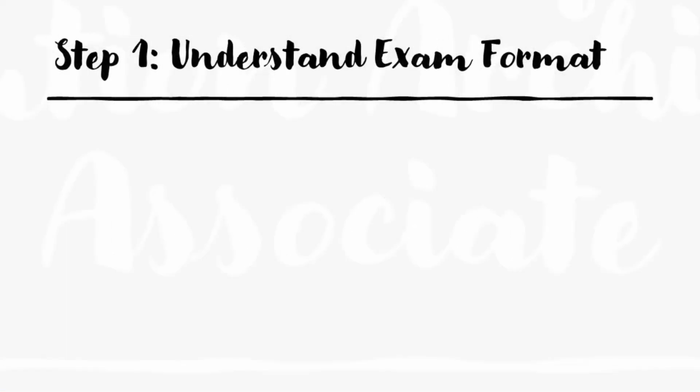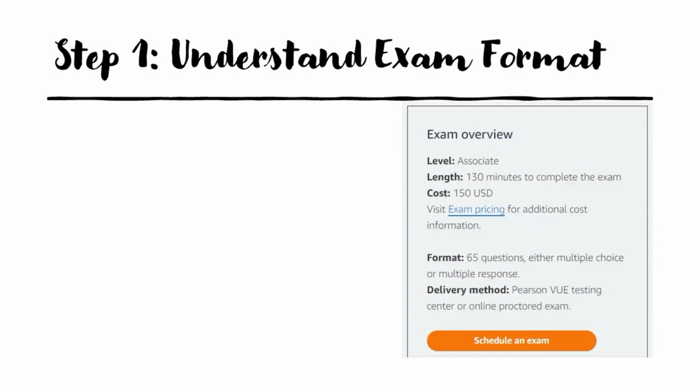First, you need to understand the exam format. So the first step to prepare for the AWS Solutions Architect Associate certification is to understand the exam format. You need to understand what type of questions you can expect. As the level of this certification is associate, that means you will not get any fundamental questions. You will get questions based on scenarios, but you need to be sound with the fundamentals of all the services and the concepts related to the AWS services.